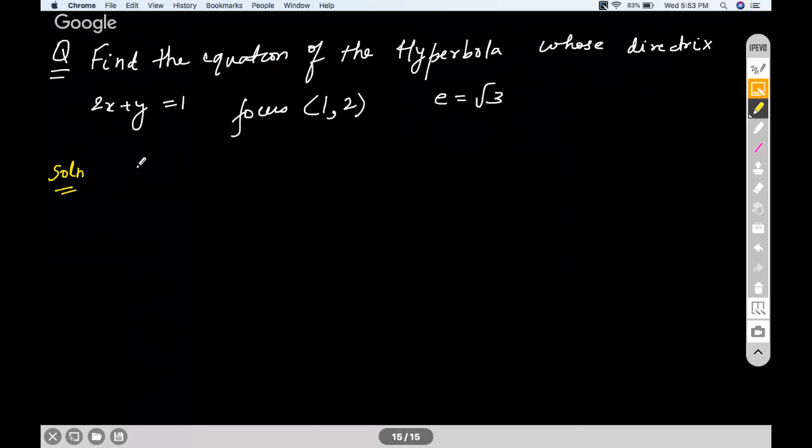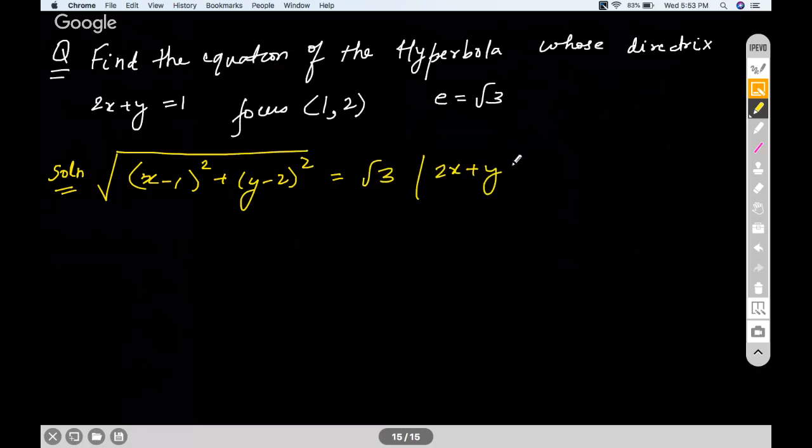Again, we'll use the basic definition. The distance from the focus should be e times the distance from the directrix. So let's say the point is x comma y. Directly we can assume x comma y instead of wasting time taking h and k. So the distance from 1 comma 2 is e times the distance from the directrix. Let's take the root 5 on the other side and square both the sides.